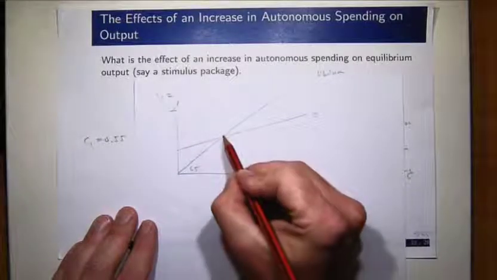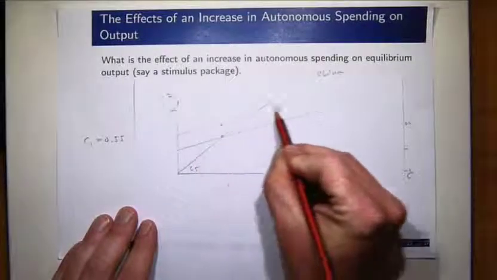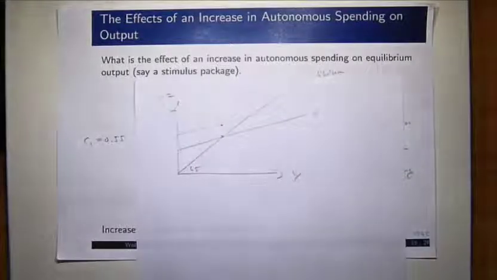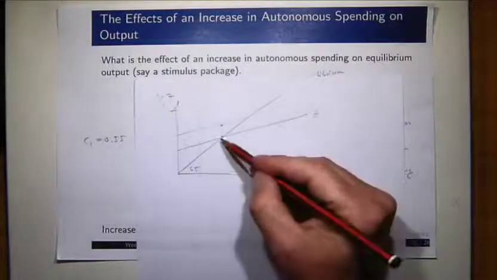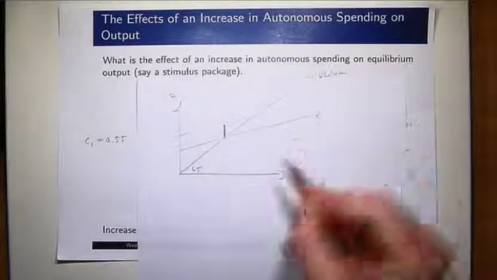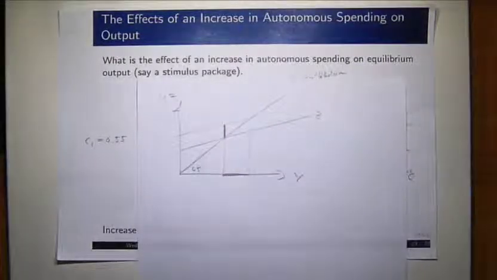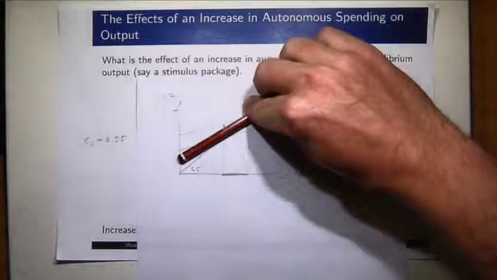So if I increase spending by this amount, then I have an increase. So I increase spending by this amount exogenously. We have endogenously this increase.